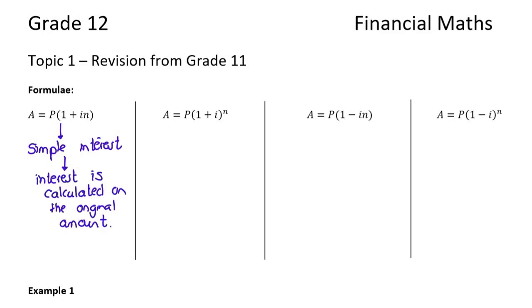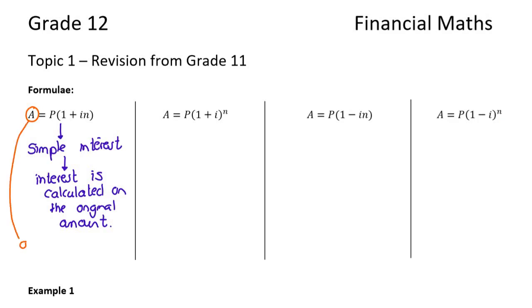So I've just written a note in there. Interest is calculated on the original amount. Now that means that even though the amount changes, your interest every month or every year will stay the same. So let's have a look at what these symbols stand for. You'll notice that they're the same 4 symbols in all equations.